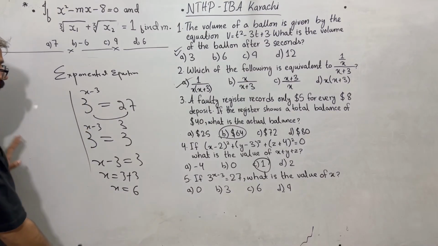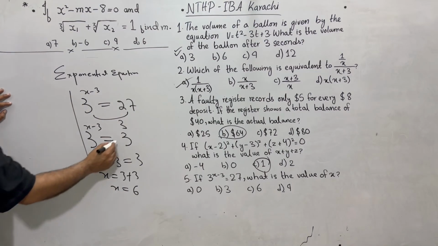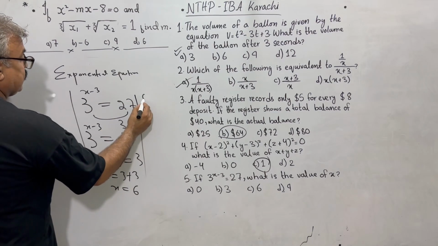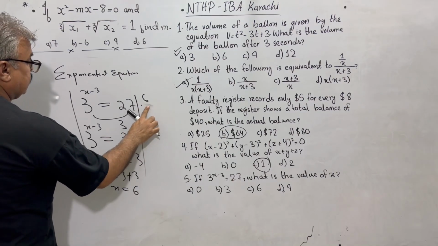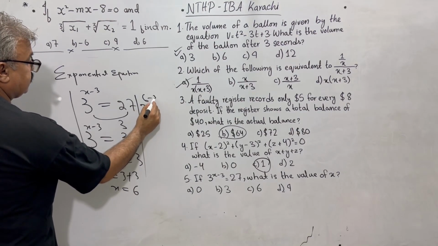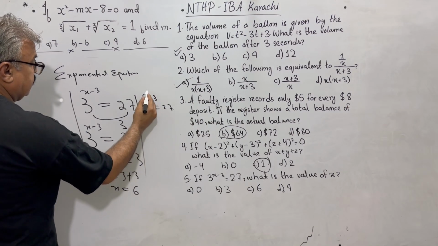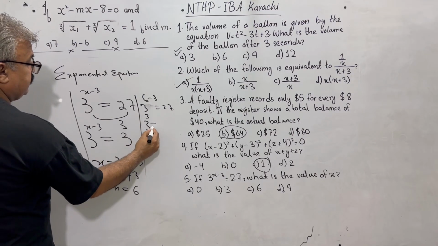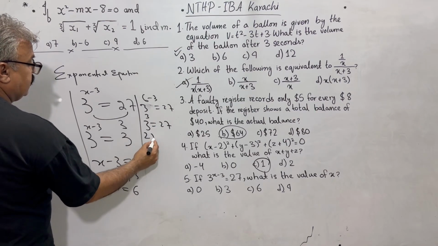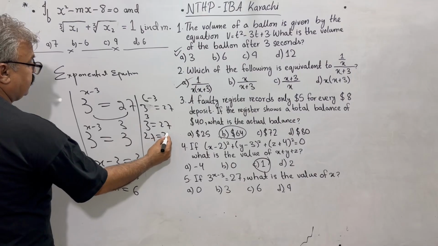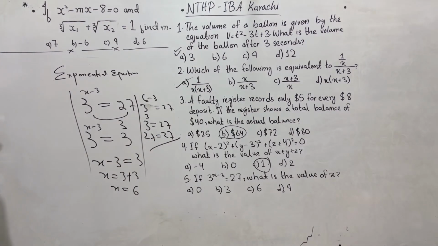Or one can verify from the options. Put x is equal to 6. You will get 3 raised to 6 minus 3 is equal to 27. 6 minus 3 is 3, 3 cube is equal to 27. 3 cube means 3 times 3 times 3, 27 is equal to 27.